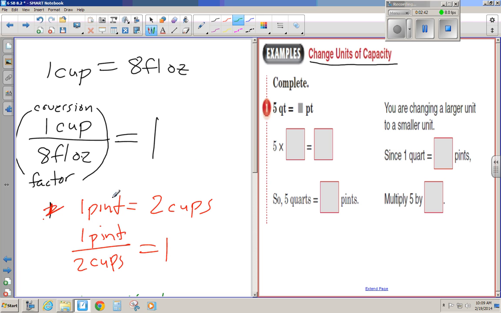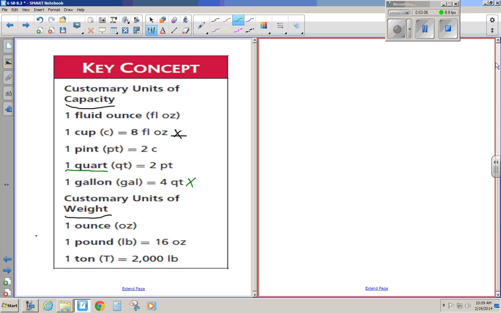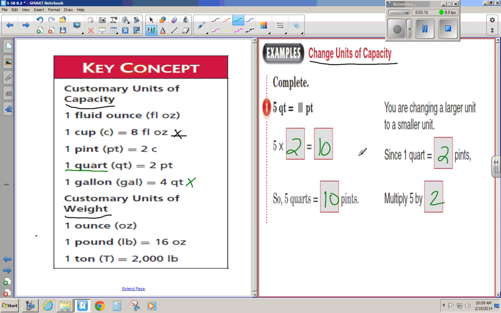So, taking a look at this, 5 quarts. Since we know 1 quart is 2 pints, 5 times 2 equals 10. So 5 quarts equals 10 pints by multiplying by 2. Now, that is a pretty basic way of doing it.